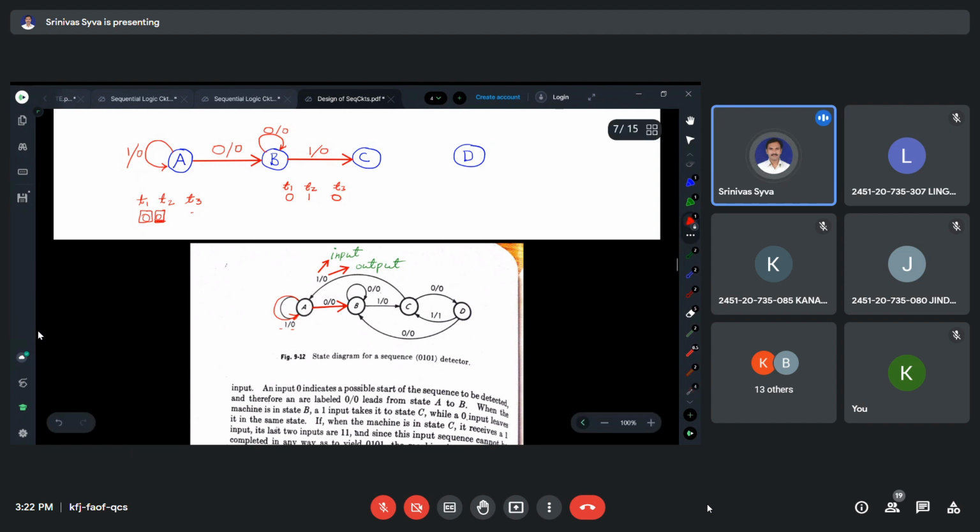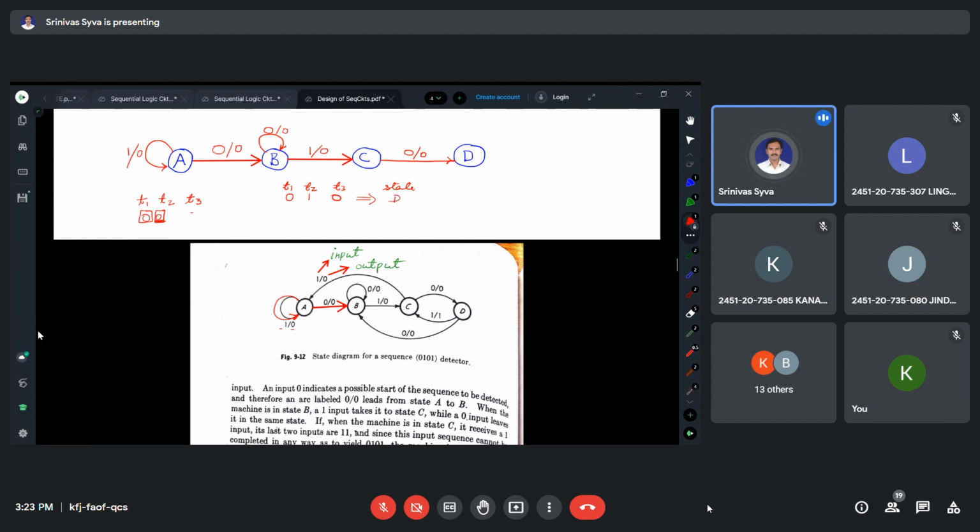So here it will go to state D if we receive 0, and the output will be 0 only. Right. Suppose we receive 1 again here instead of 0, now the state will be... 0 1 0 stay.